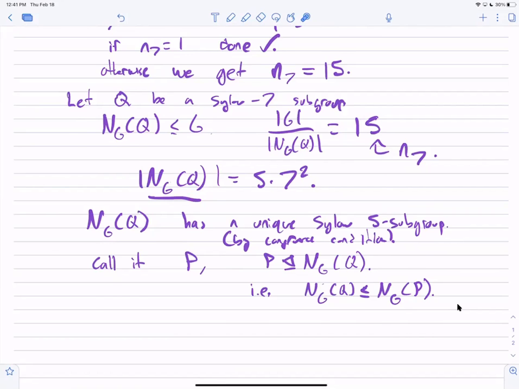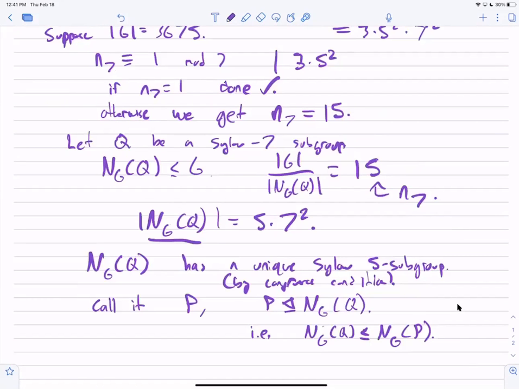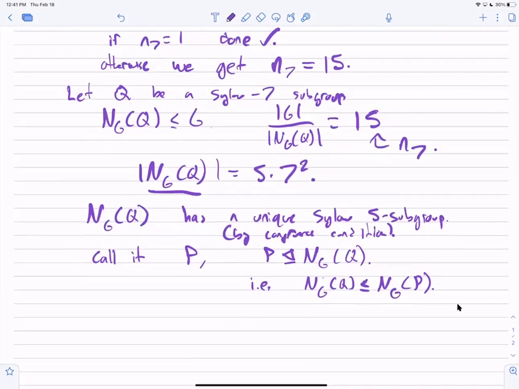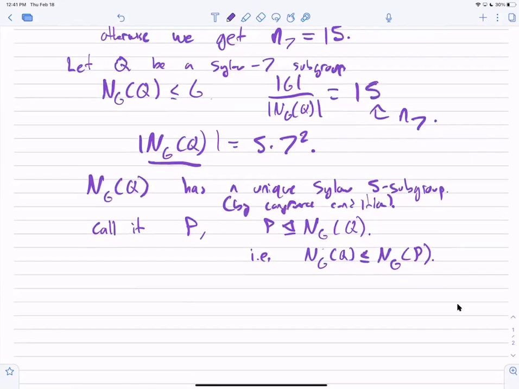Okay, so good. So I want to look at this group P now. So I want to study the normalizer of P.